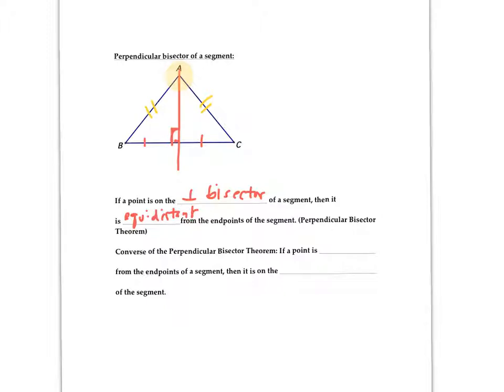Now the converse of the perpendicular bisector theorem says if a point is equidistant from the endpoints of a segment, then it is on the perpendicular bisector. So this works two ways. If you can show that a line segment is perpendicular to another segment at its midpoint, then the distance from the endpoints will be equal, and vice versa. If you show that those distances are equal, then the point has to be on the perpendicular bisector.